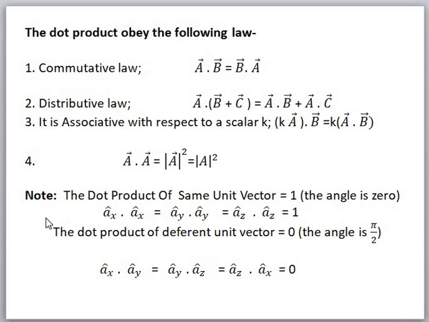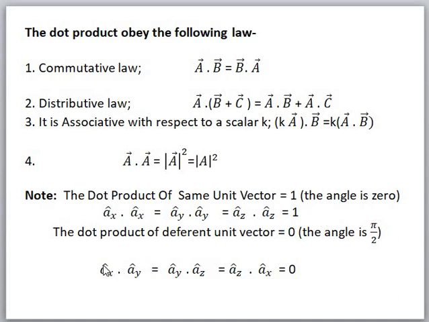Now remember, the dot product of the same unit vector is equal to 1, and the angle between the same unit vectors is equal to 0. We can write in this form: ax cap dot ax cap is equal to ay cap dot ay cap is equal to az cap dot az cap is equal to 1.